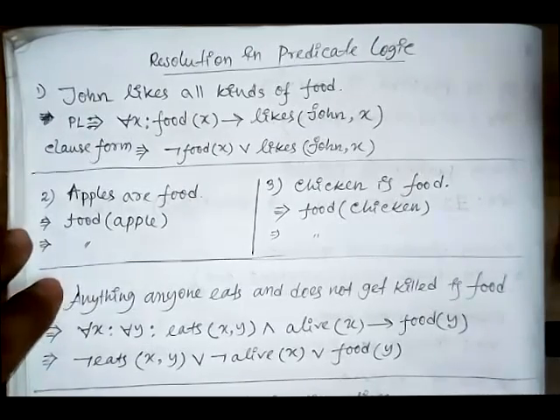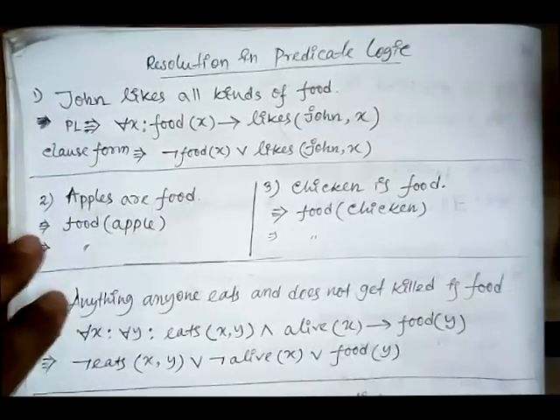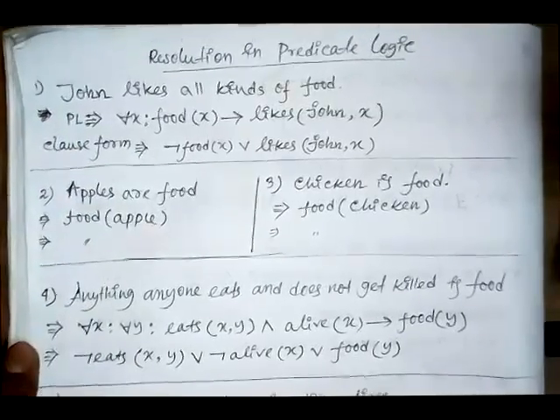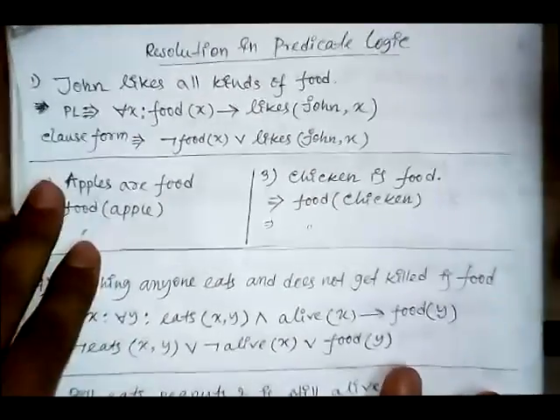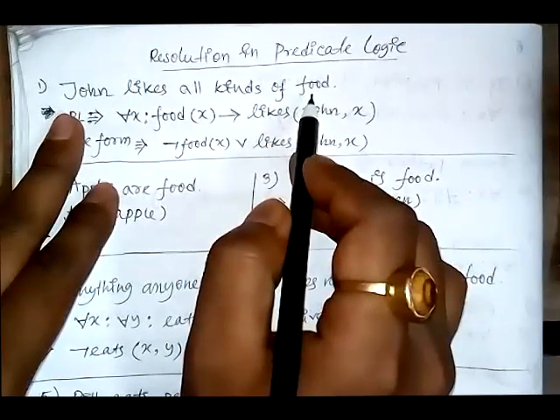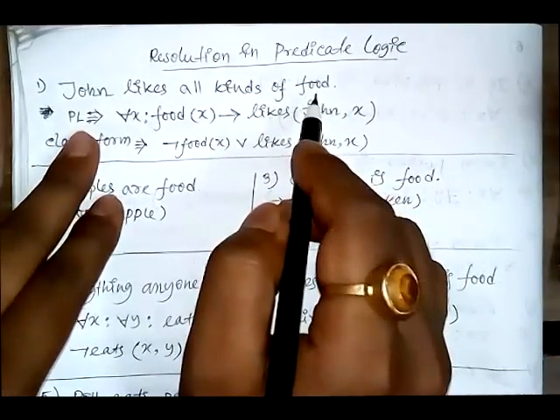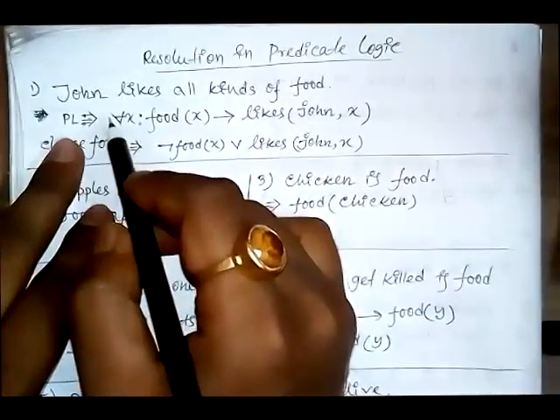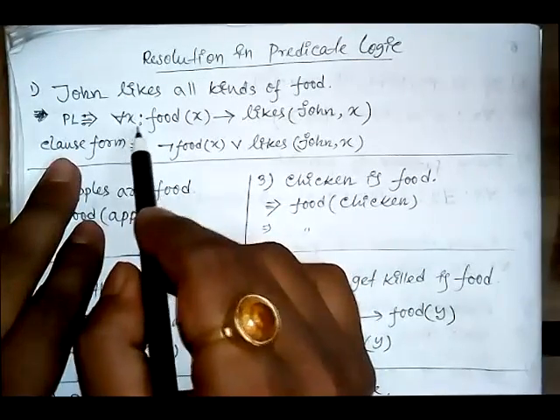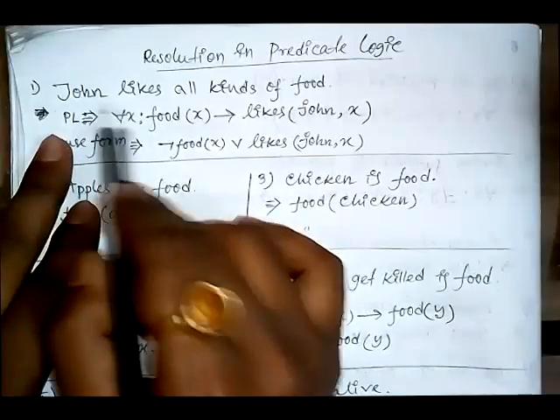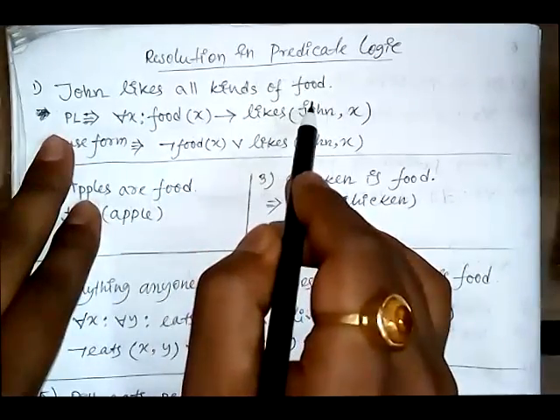Here is an example of resolution in predicate logic. As you know, a few statements, sentences, are given. First of all, whatever sentence is given, you have to convert each of the sentences into a predicate logic form first, and then you have to convert each of the predicate logics into its clausal form. As you can see, the first statement is John likes all kinds of food.